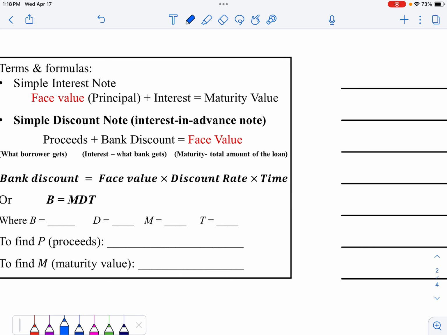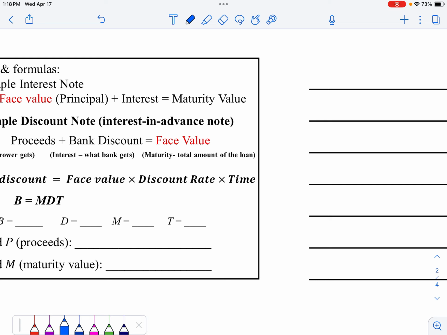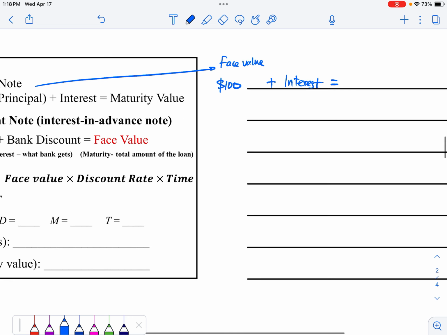Basically, let's imagine a hypothetical scenario. A simple interest note is like this. Suppose you borrow $100 from the bank. So the bank will give you $100. That's the face value. And then suppose a year later the loan matures and you have to pay back. You have to find the interest. And when you pay back, that's the maturity value. Let's call it just M. M is the maturity value.